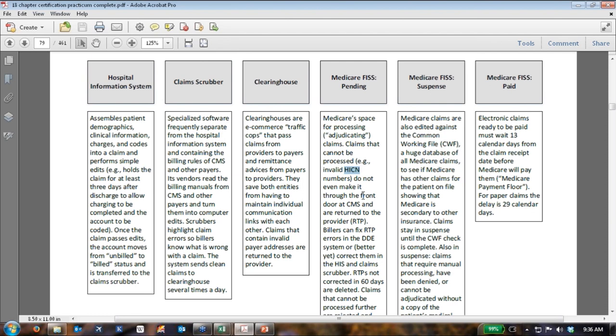That is a patient's or beneficiary's social security number with a suffix added to the end of it. We'll look at suffixes for HICN numbers in a moment. And those kinds of claims that don't even make it through the front door are RTP'd, or returned to provider. All payers have something like this, whether it's called RTP or not. That happens to be what the Medicare systems call it.